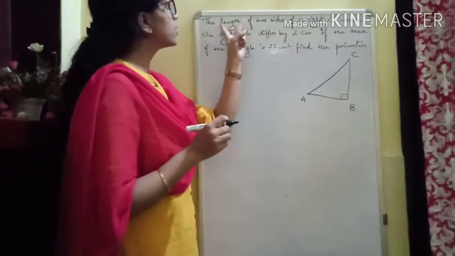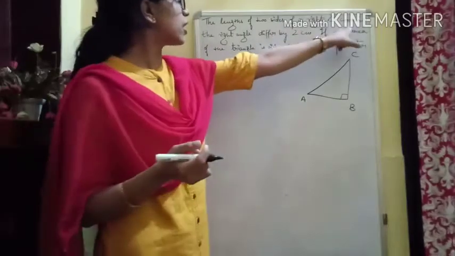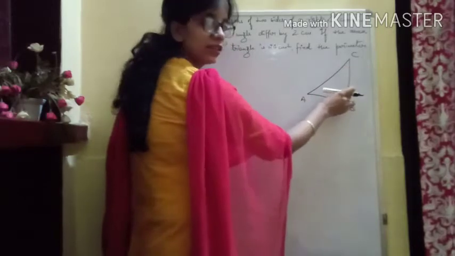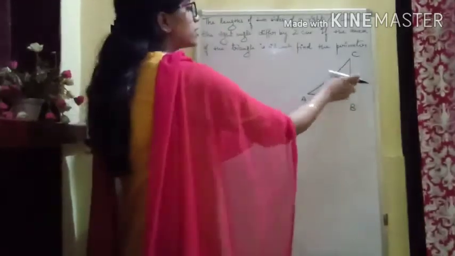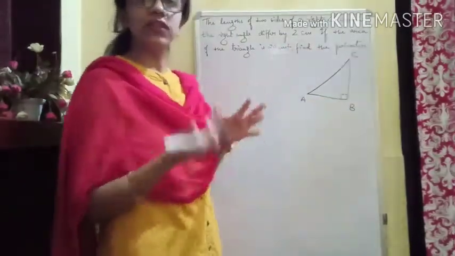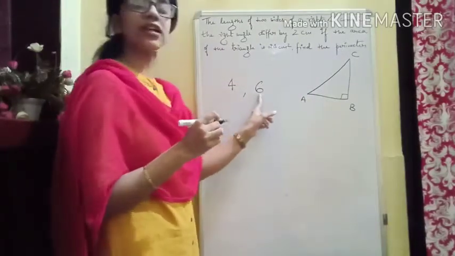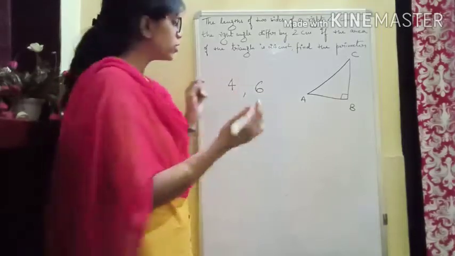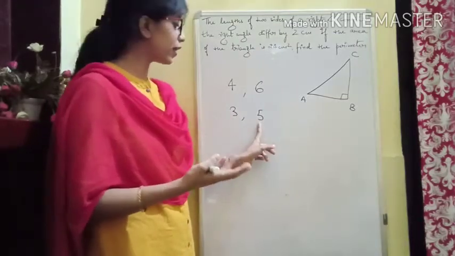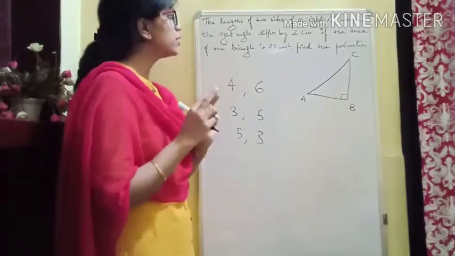So they are talking about the lengths of two sides. Which two sides? Which contain the right angle. So if you see these two sides, that is AB and BC, they contain the right angle. They are saying that the lengths of these two sides differ by 2. Differ by 2 means if one side is 4, the other side is 6. That's how the length of the sides would be differing by 2. You can take 1, 3 or another one, 5. If one is 5, you can say the other one is 3. So the length of the sides differ by 2.